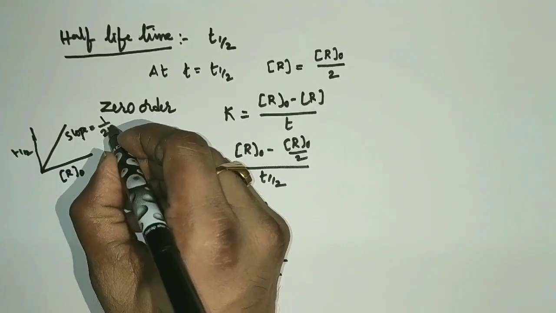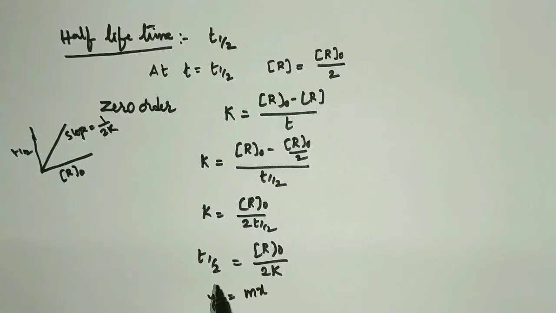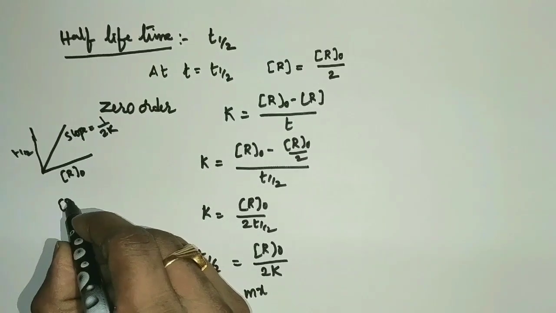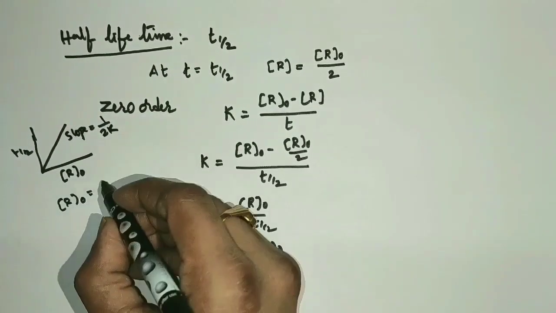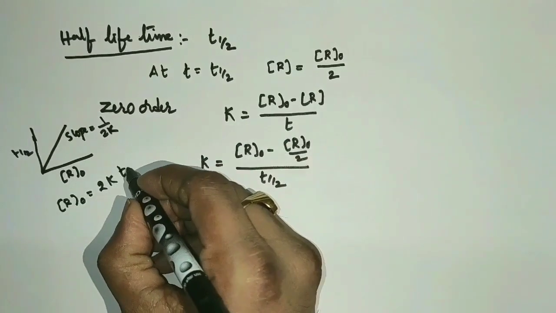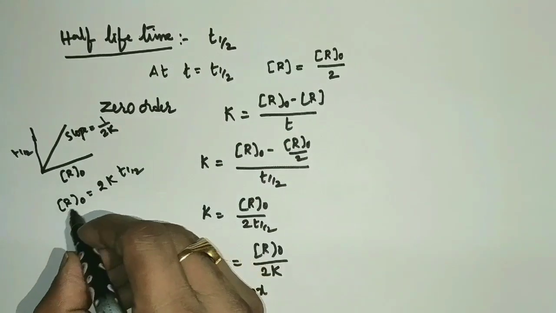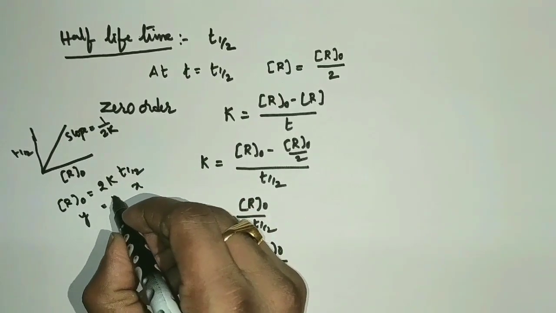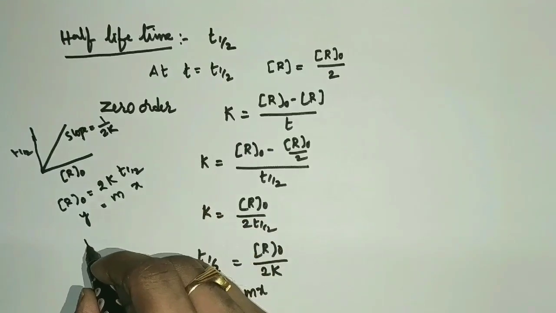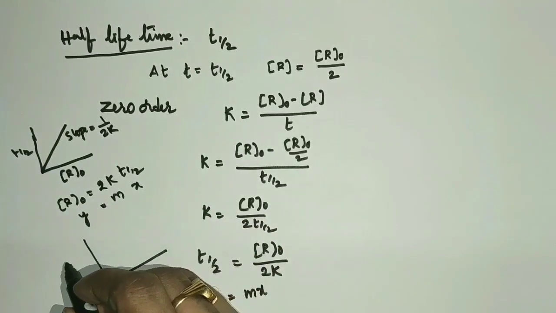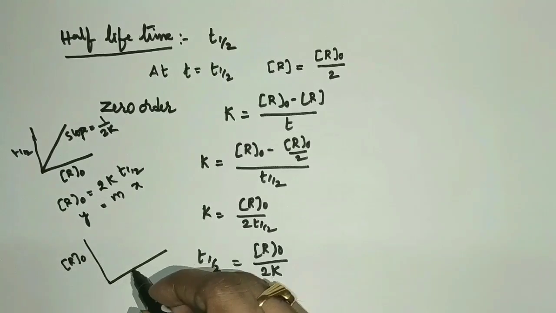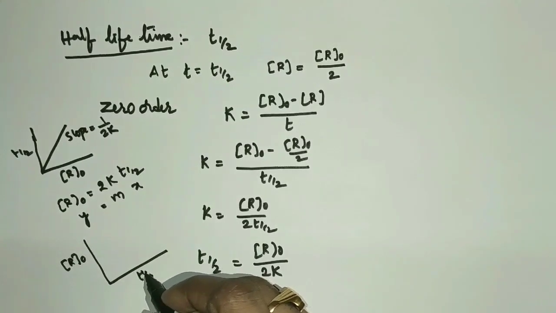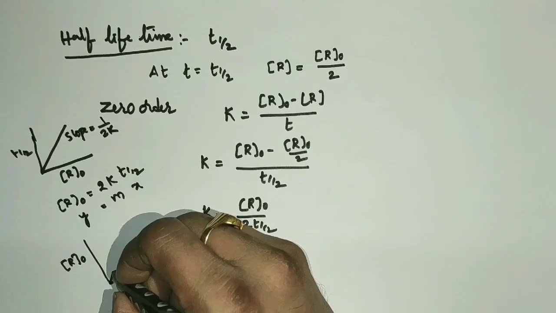And we can rearrange even this equation as R naught is equal to 2K T half. Now if you take R naught as y variable and T half as x variable, then it will be in the form of y equal to mx again. So when we draw a graph between R naught along y-axis and half-life time along x-axis, even then you will get a straight line passing through origin but whose slope is equal to 2K.